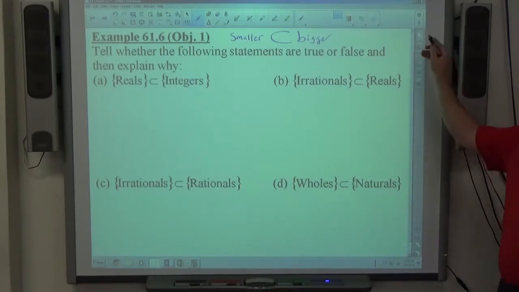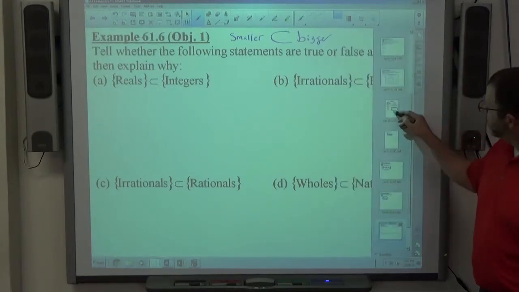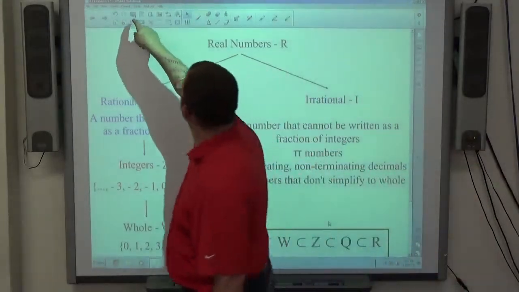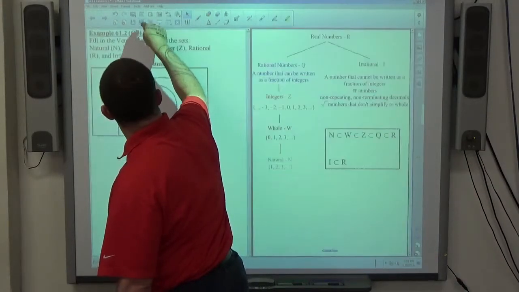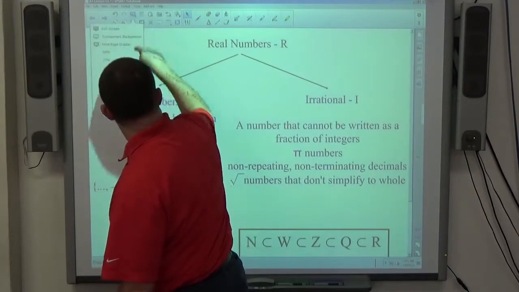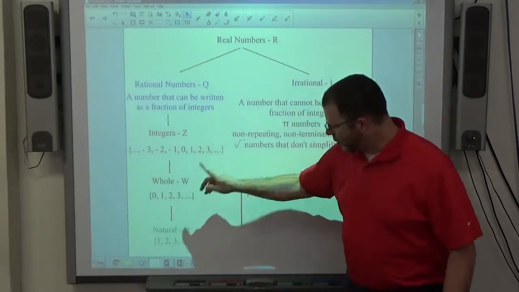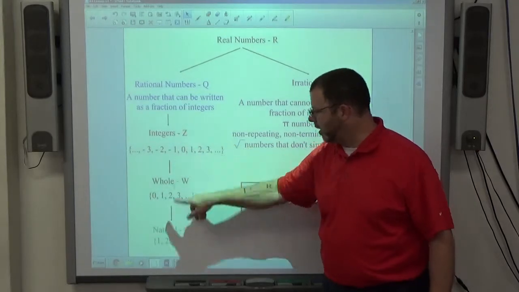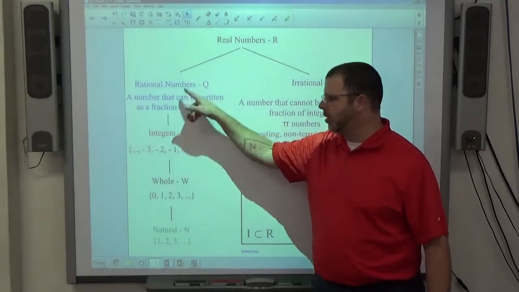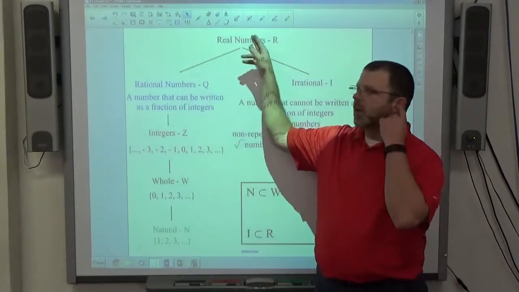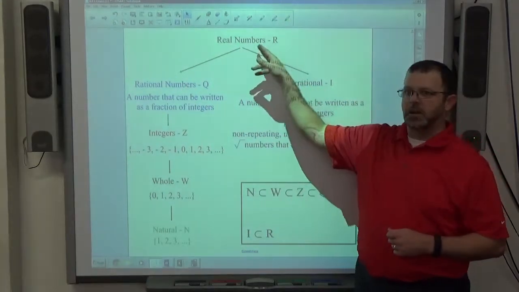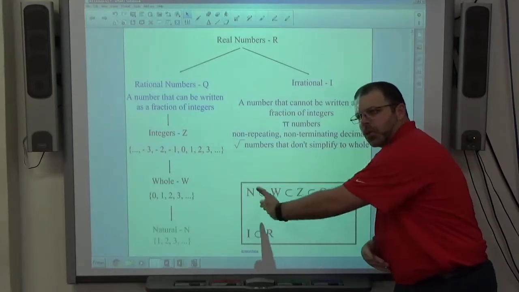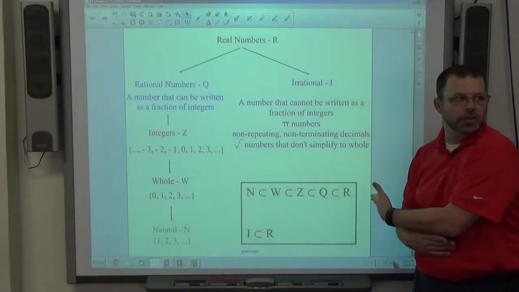And again, looking back at the picture from the sheet that you have in your possession, the subsets go in bottom to top order. N is inside of W, N and W are both inside of Z, N, W, and Z are all inside of Q, N, W, Z, and Q are all inside of R, and I is inside of R. Okay, that's what we know. And this is the order of things for truth in these statements.